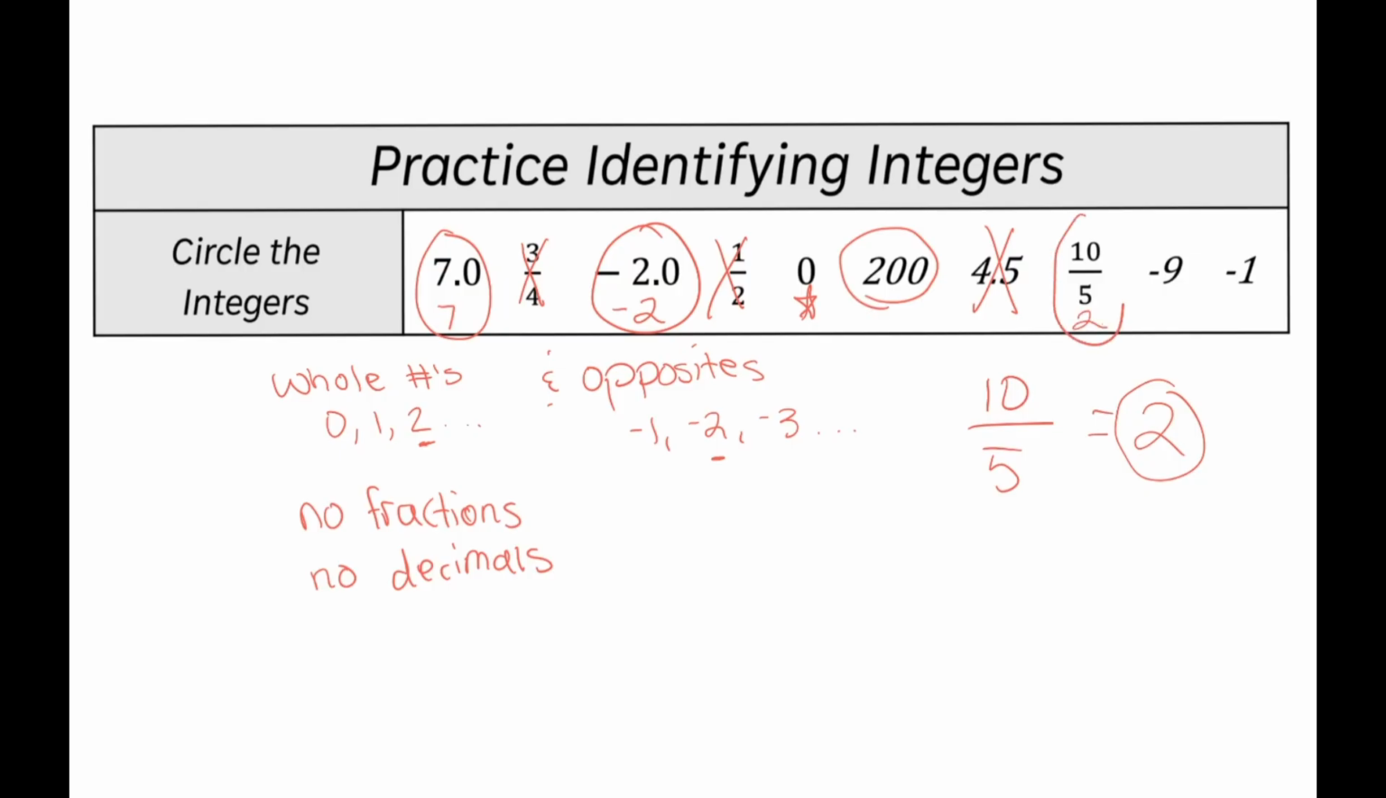That's better. That is an integer. All right, -9. That is the opposite of 9. That is an integer. -1. That is the opposite of 1. So -1 is an integer.